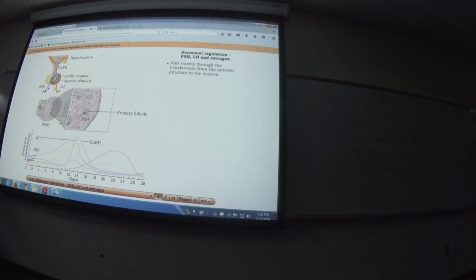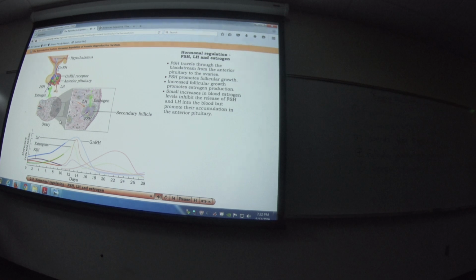The anterior pituitary gonadotropin, FSH, travels through the bloodstream to the ovaries and promotes follicular growth. Increased follicular growth promotes estrogen production. The release of FSH and LH from the anterior pituitary is inhibited as the level of estrogen in the blood begins to rise. At the same time, these gonadotropins continue to be produced and to accumulate in the anterior pituitary.